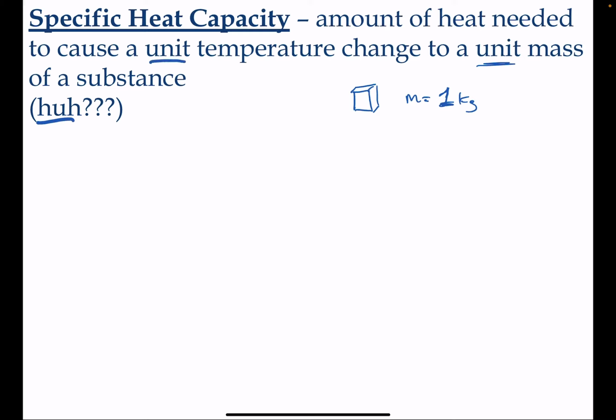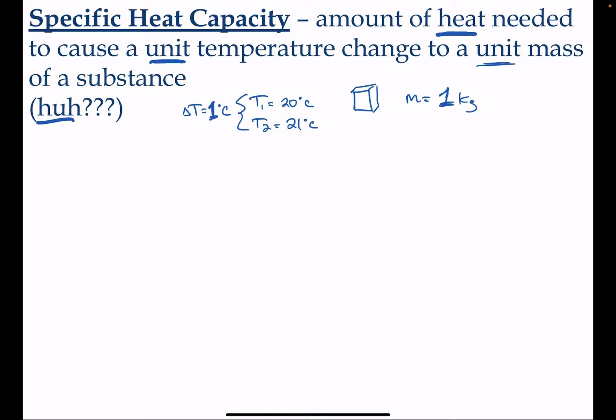I want to cause a unit temperature change. So let's imagine T1, we start off at room temperature, about 20 degrees, and I want to increase that to 21 degrees. There is my unit temperature, my 1 degree Celsius increase. So there's a unit temperature change for a unit mass. And the question is, what quantity of heat energy do I need to put in?